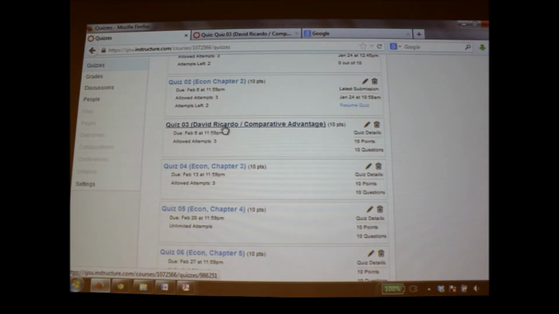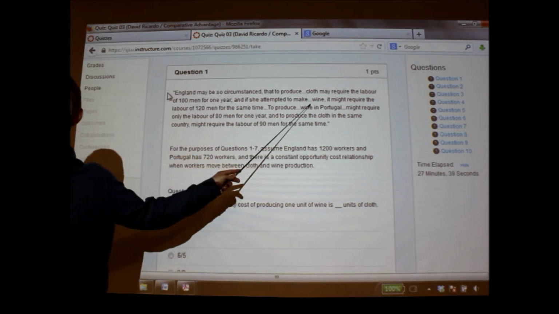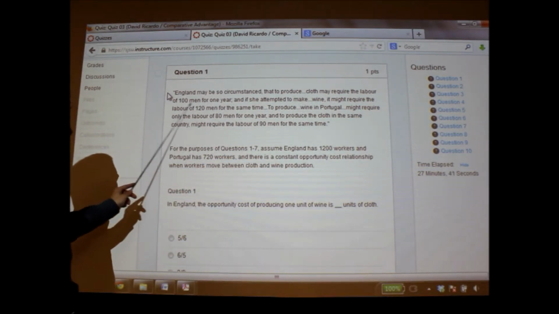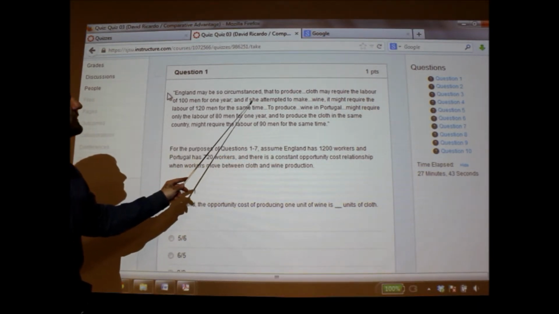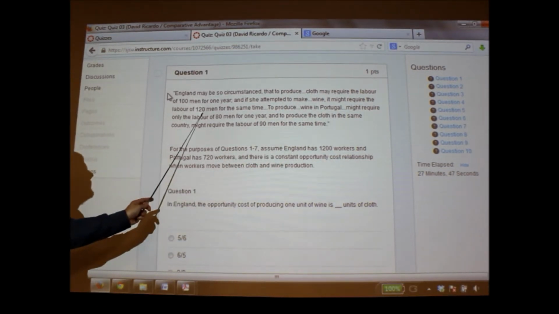I mentioned David Ricardo in the video lecture earlier, and he wrote a book, and this quiz asks you questions about that particular passage of his book that related to comparative advantage. So here's what he wrote. England may be so circumscribed that to produce cloth may require the labor of 100 men for 1 year, and if she, that's England, attempted to make wine, it might require 120 men.